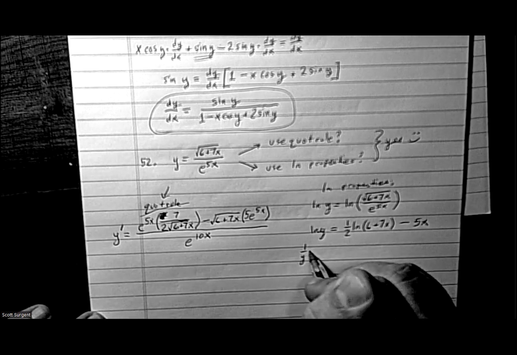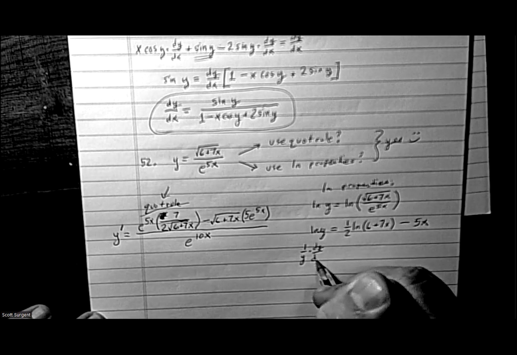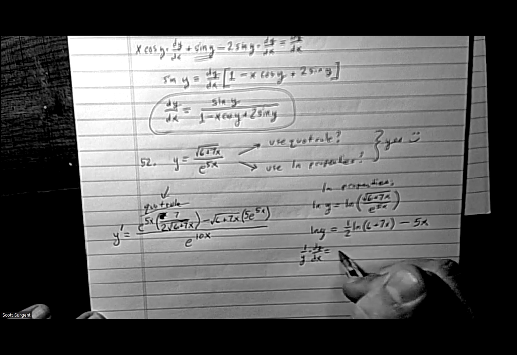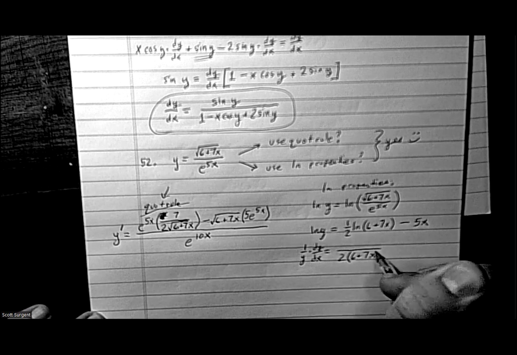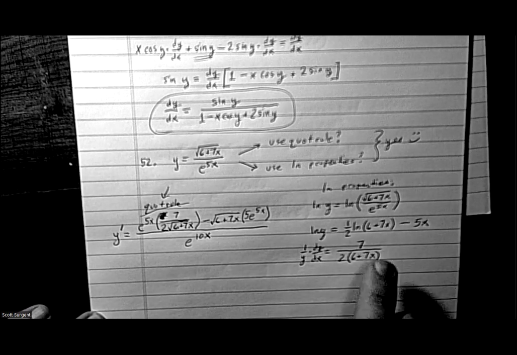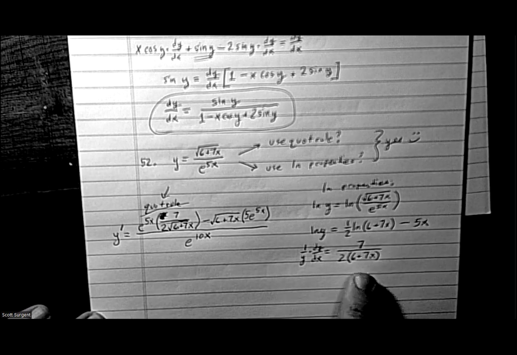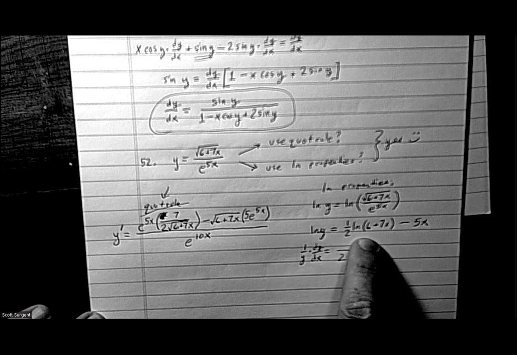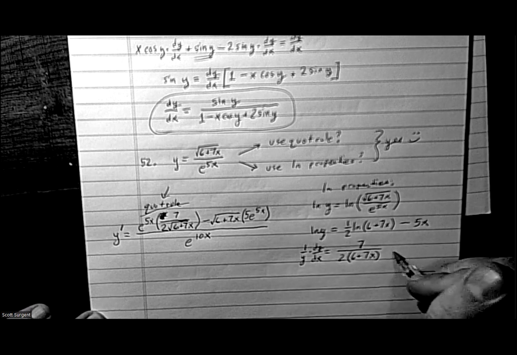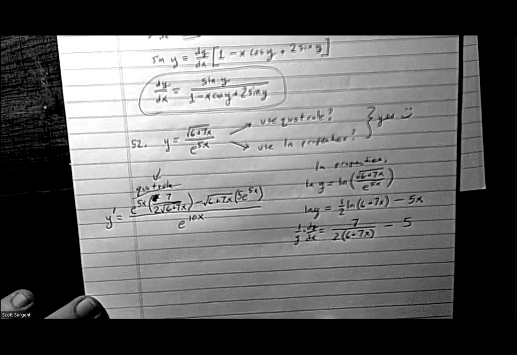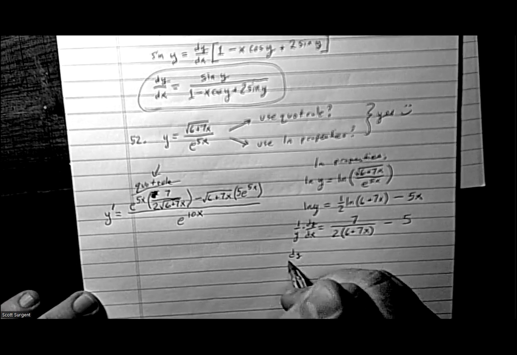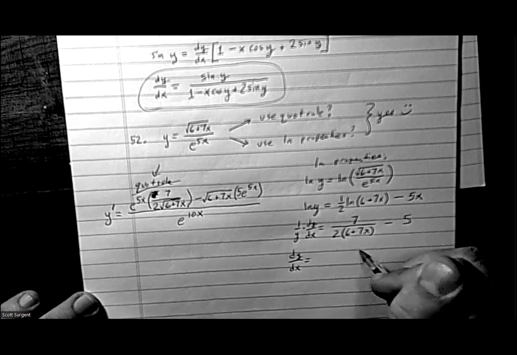So we take the derivative of both sides using the implicit form. We just pop the 6 plus 7x in the denominator, put its derivative in the numerator. 1/2 is just sitting up front, enjoying the view. And then the derivative of negative 5x is negative 5. And then finally, we just clean it up.